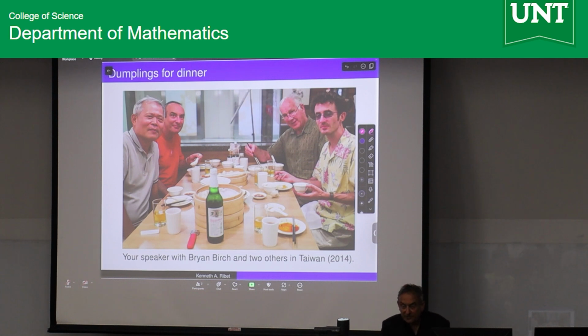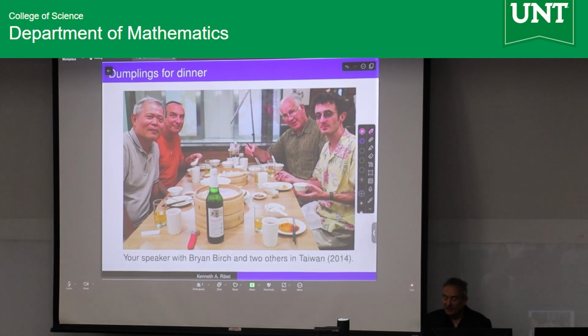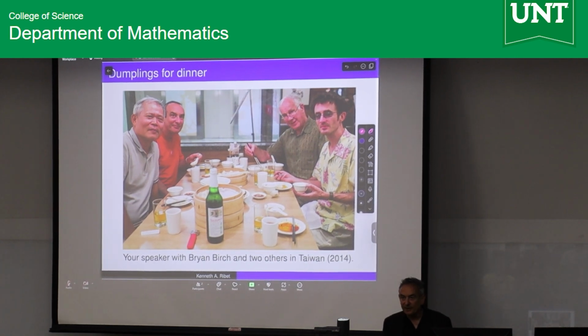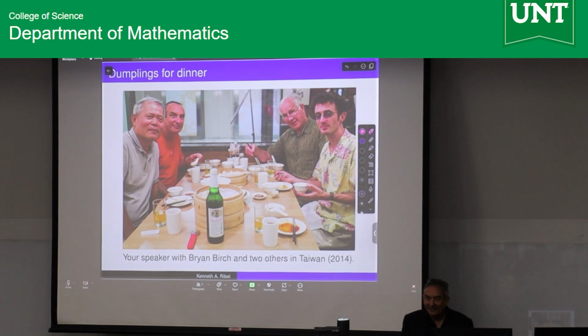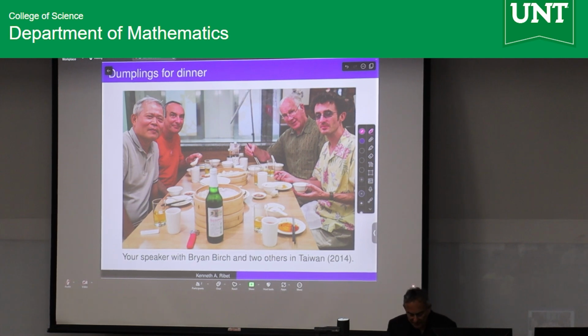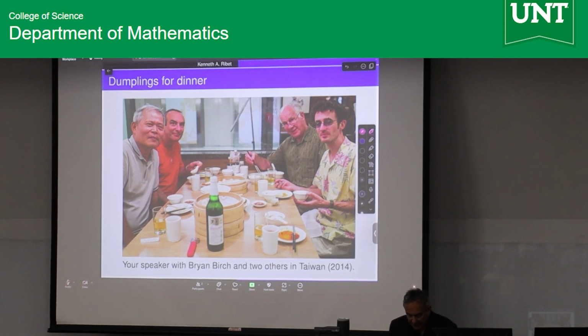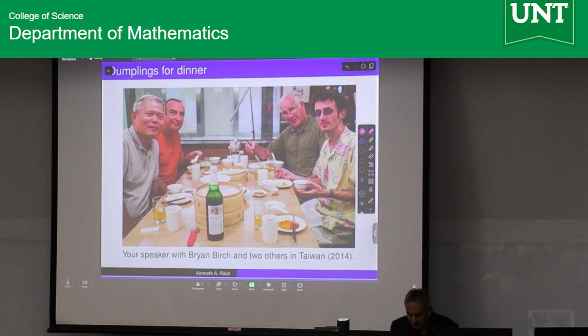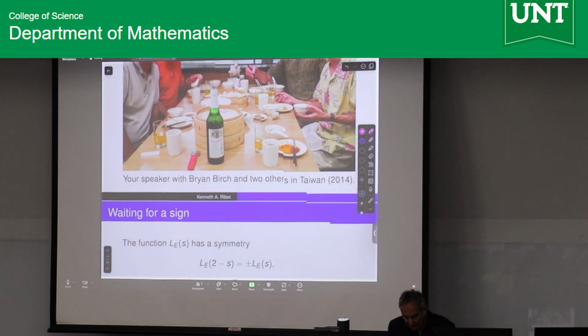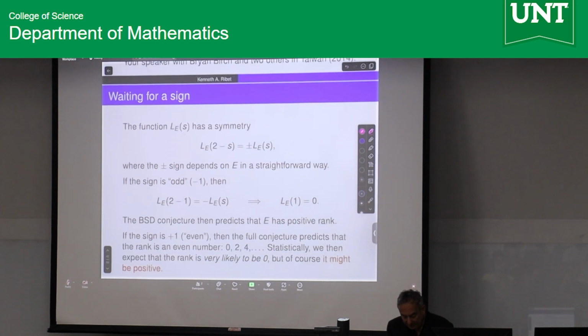So the person in the red shirt was me about 10 years ago, which in fact is very close to the time when I made my first visit to Denton. It was in 2013. So that's me here in the red shirt. And across from me, the older gentleman with glasses, that's not sunglasses, that's Brian Birch of the Birch and Swinnerton-Dyer conjecture. And I have no photo of Swinnerton-Dyer to show you, certainly none with me.